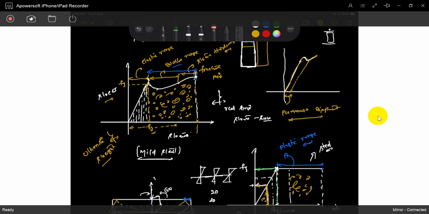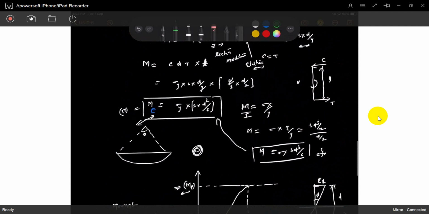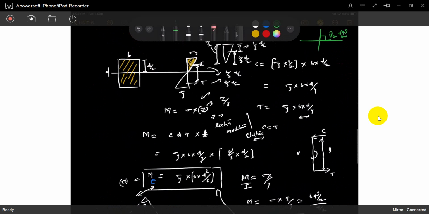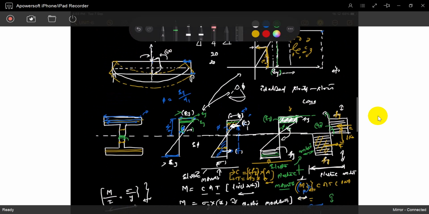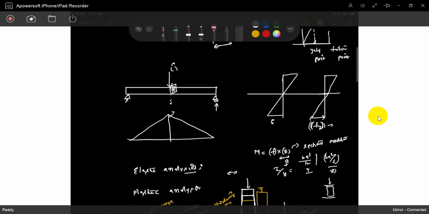You can discuss this more in next semester's RCC, reinforced concrete analysis, where they will discuss it extensively, but we discussed it very well, I think. So that's enough for today's class. Tomorrow we will see what the plastic hinge is and the plastic moment carrying capacity of the plastic section.